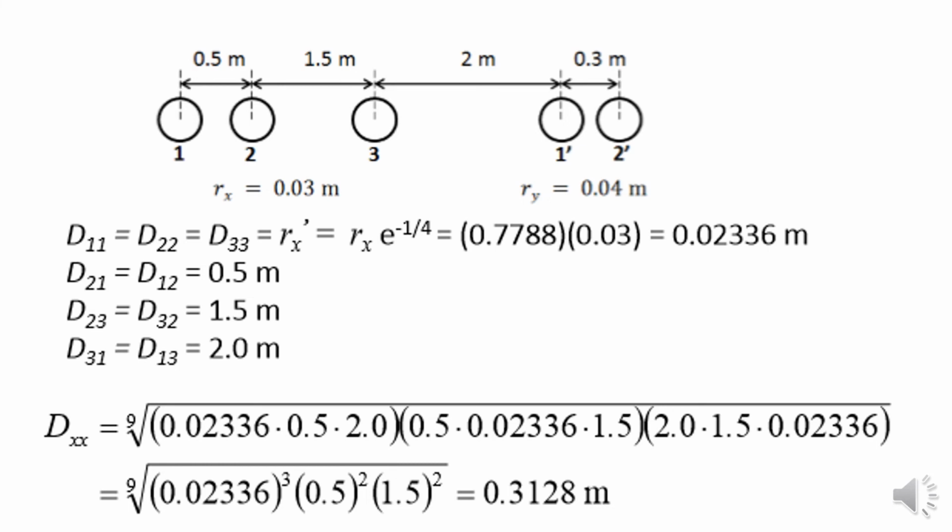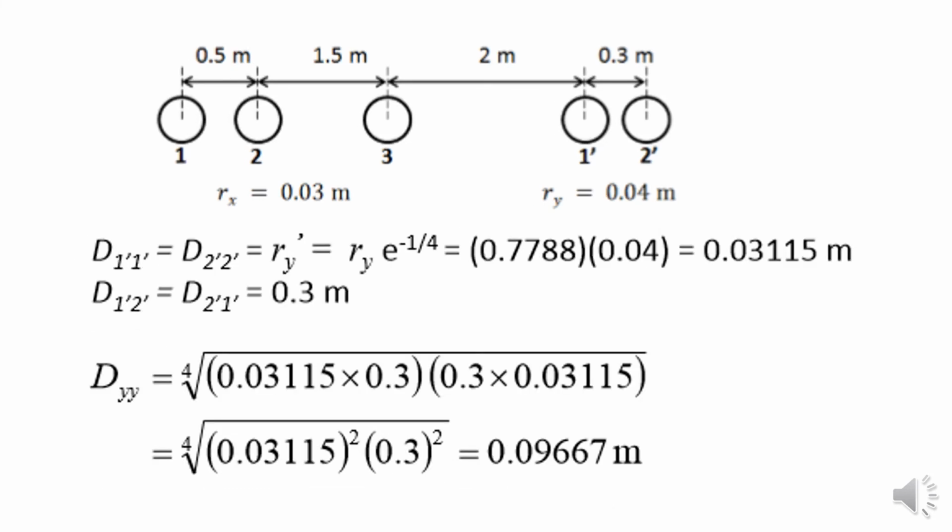after taking the 1/9 index of that, that means the ninth root, 0.3128. Okay, we can do the same for conductor y also, right?